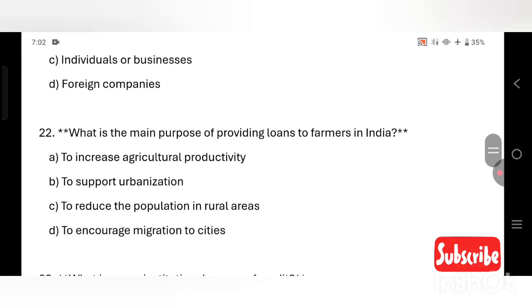Next question 22. What is the main purpose of providing loans to farmers in India? Option A, to increase agricultural productivity. Option B, to support urbanization. Option C, to reduce the population in rural areas. Option D, to encourage migration to cities. Correct answer is option A, to increase agricultural productivity.